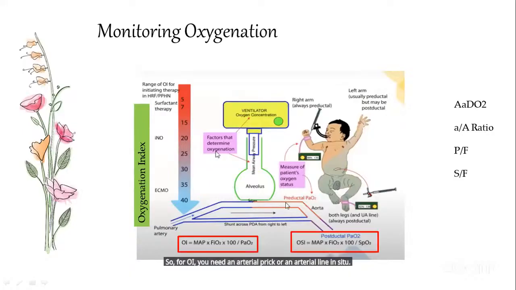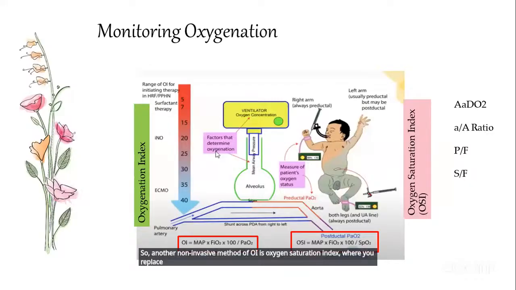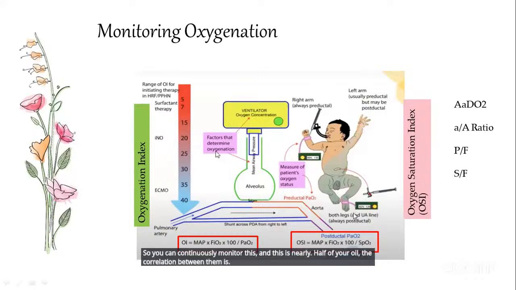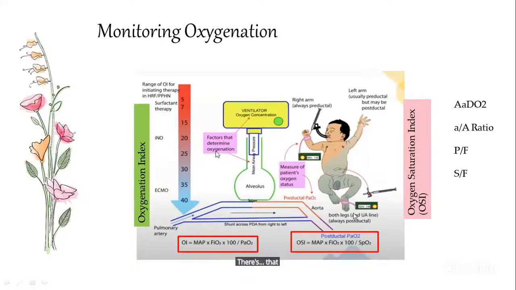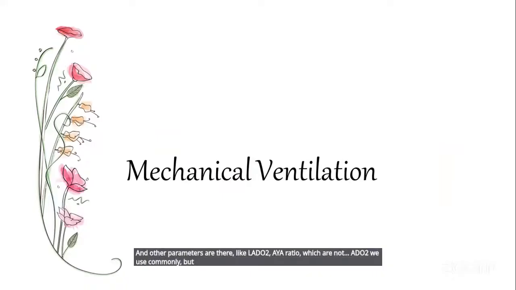Another non-invasive method is the oxygen saturation index, where you replace PaO2 by SpO2. You can continuously monitor this, and it is nearly half of your OI. The correlation between them is that OSI is nearly 50% of OI. Other parameters like ADO2, A by A ratio and PF ratio are not commonly used in neonates.